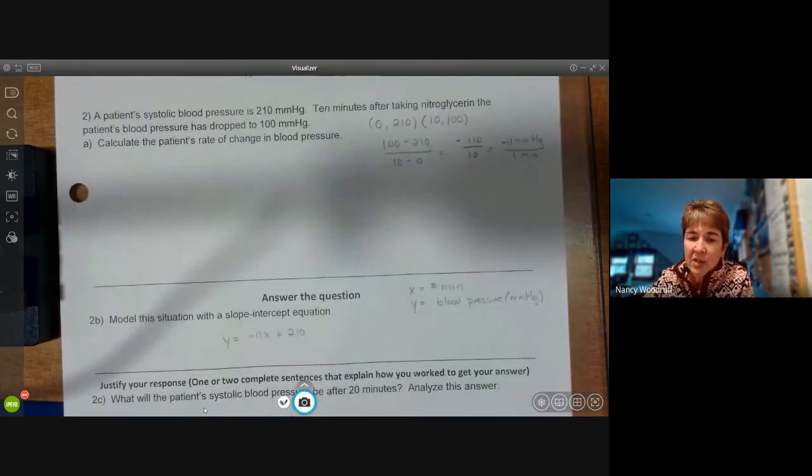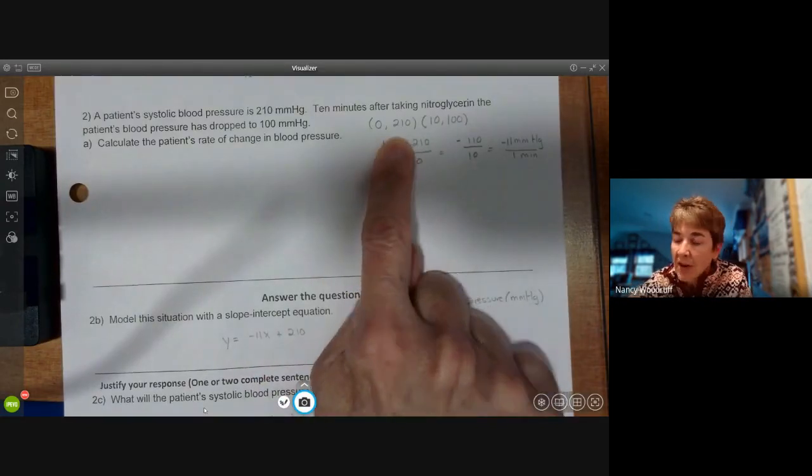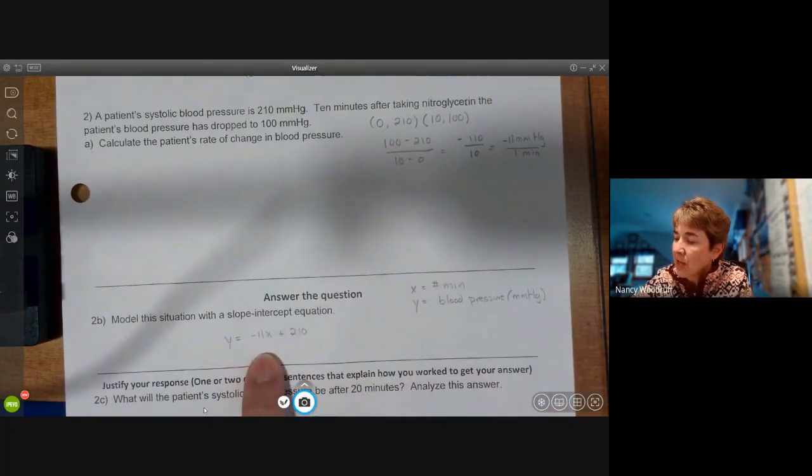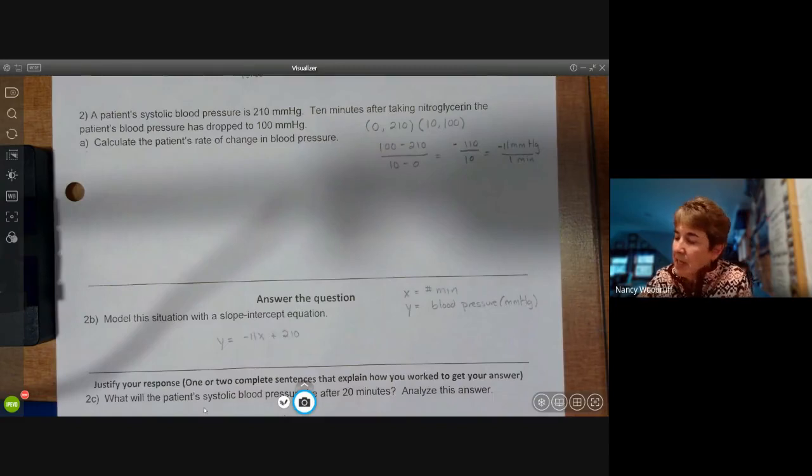And now the second question asked to model it with a slope intercept. Really easy to do because I was given the y-intercept. So I didn't even have to do point slope. Y equals negative 11x plus 210. And notice I'm defining my variables. And what would the blood pressure be after 20 minutes?